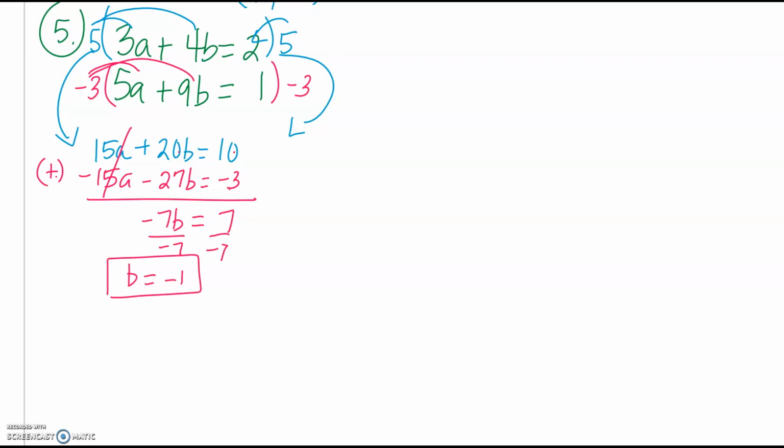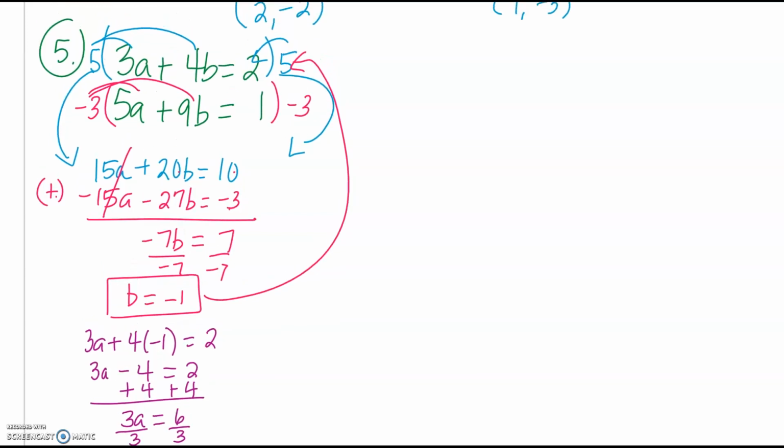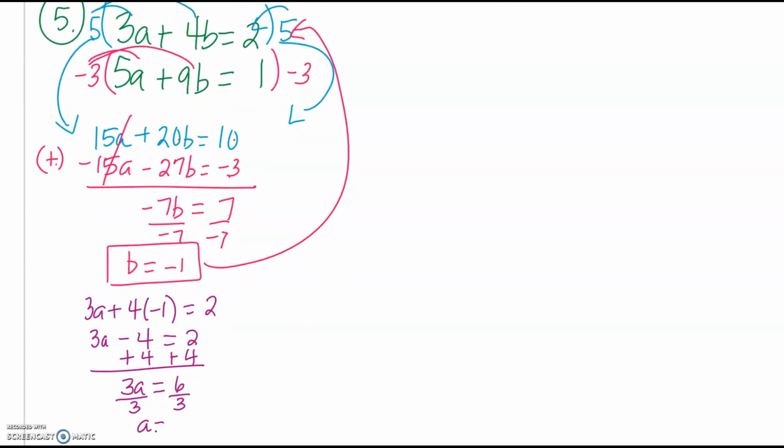I take that b equals negative 1. Okay, this time I'll plug it into the top. When I plug it into the top, I get 3a plus 4 times negative 1 equals 2. 3a minus 4 equals 2. I'm going to add 4, and I'm going to get 3a equals 6. I divide by 3, and a equals 2. What is my solution? A comes before b, so it's 2, negative 1.